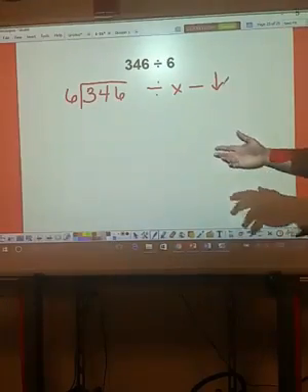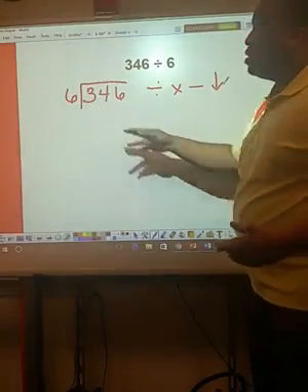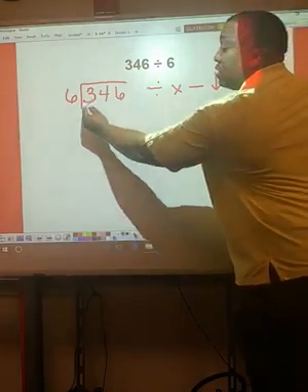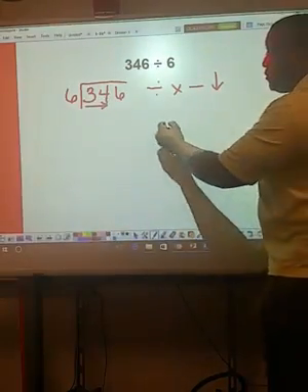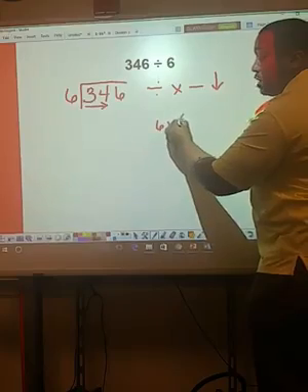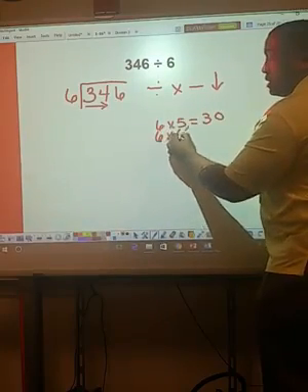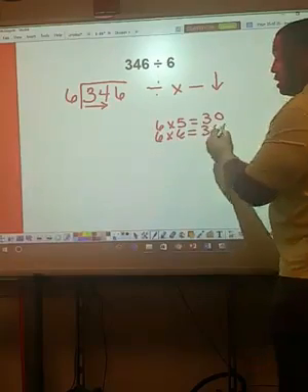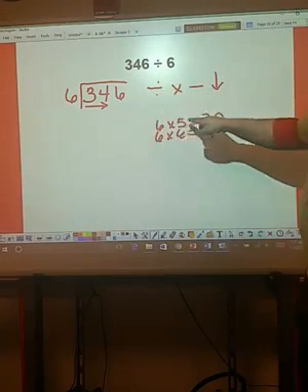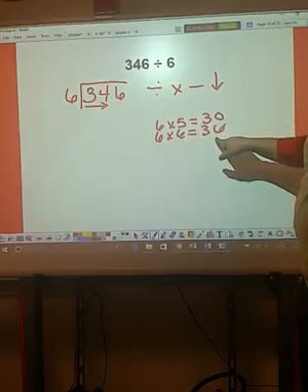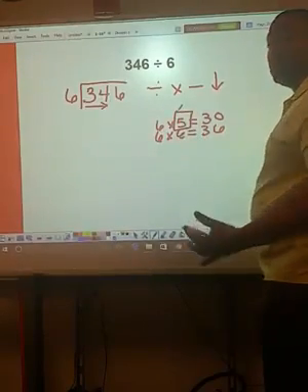I teach my kids, first off, you ask the question, can 6 go into 3? We know that's no, so we move on. Can 6 go into 34? The answer is yes. So I make sure they write their factors. We start at 5 because we're closer. 6 times 5 is 30. 6 times 6 is 36. So I know it can go into 34 5 times, because 6 times would be a little too much. So our factor is 5. This is how we learn.